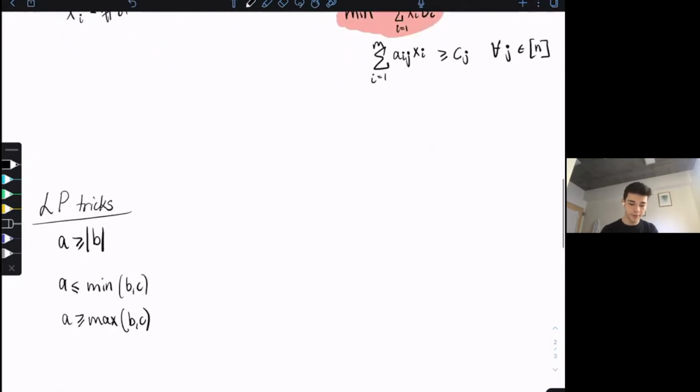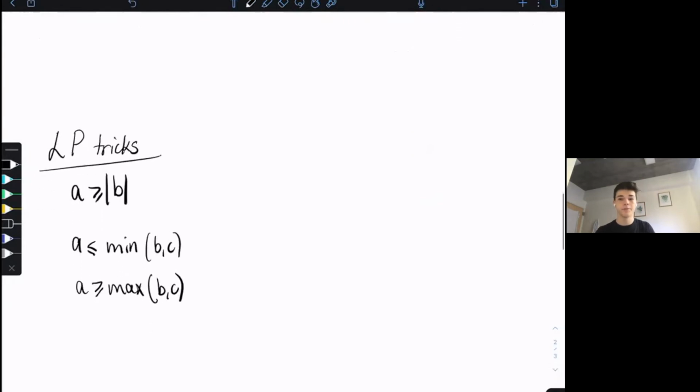Hopefully that makes sense. Now I'll go over some tricks for LP. Pretty much, you can feel free to pause the video, and what you need to do here is take this tricky, nonlinear LP equation and formulate it as a combination of linear LP constraints. Feel free to try this on your own. I'll go over how to do this.